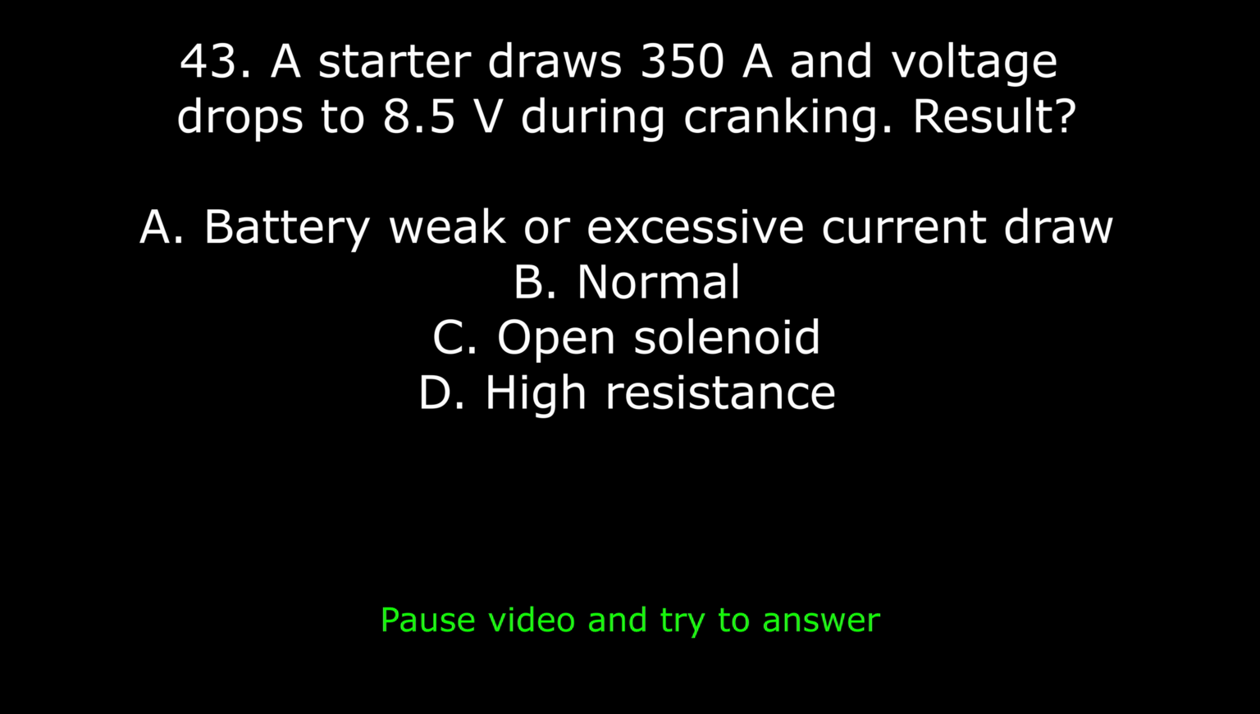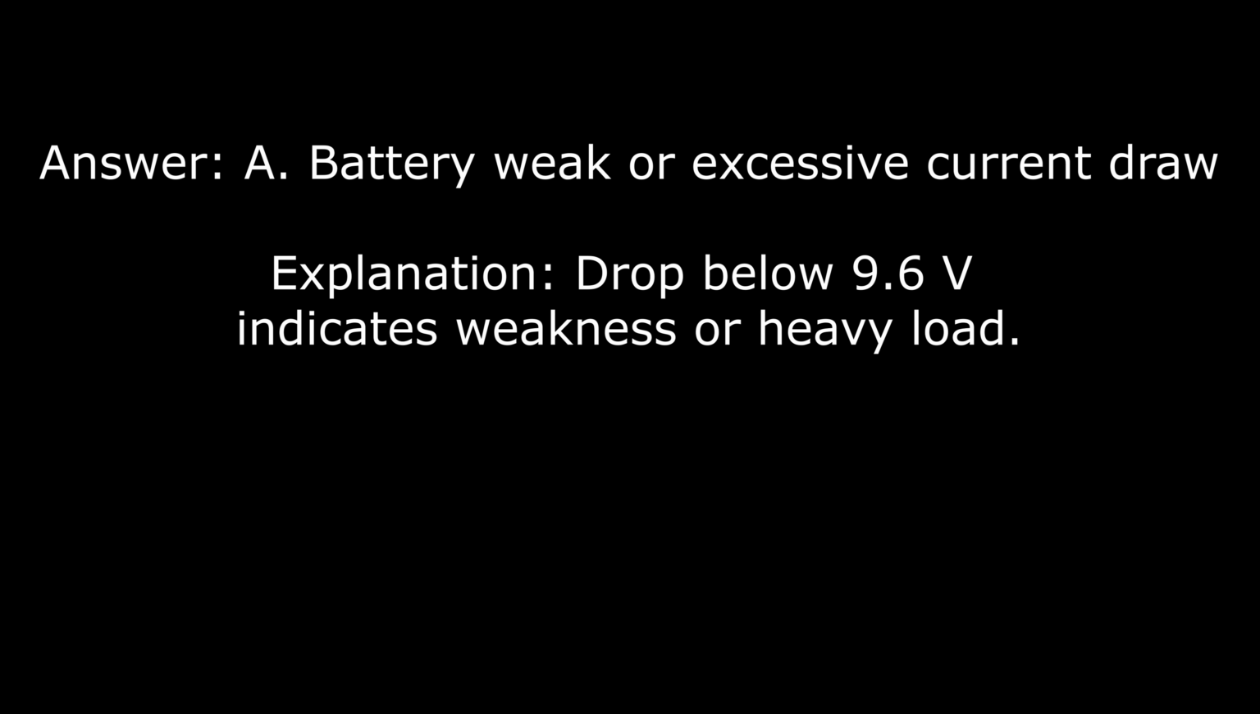43. A starter draws 350 amps and voltage drops to 8.5 volts during cranking. Result: A. Battery weak or excessive current draw. B. Normal. C. Open solenoid. D. High resistance. Answer: A. Battery weak or excessive current draw. Explanation: drop below 9.6 volts indicates weakness or heavy load.